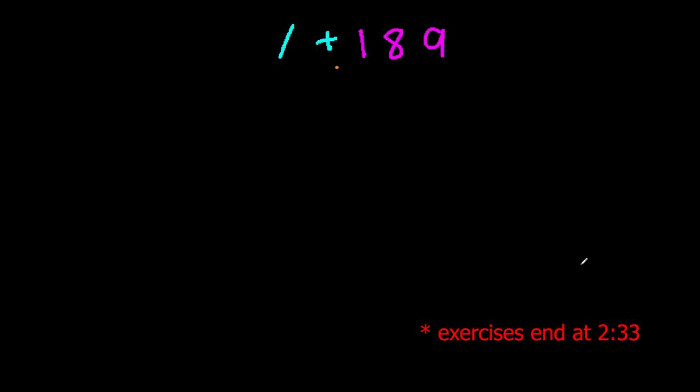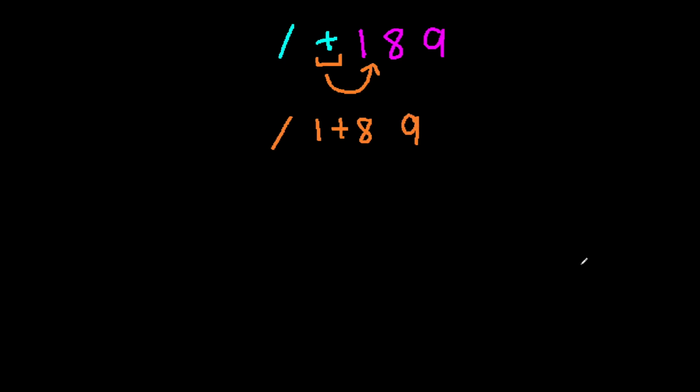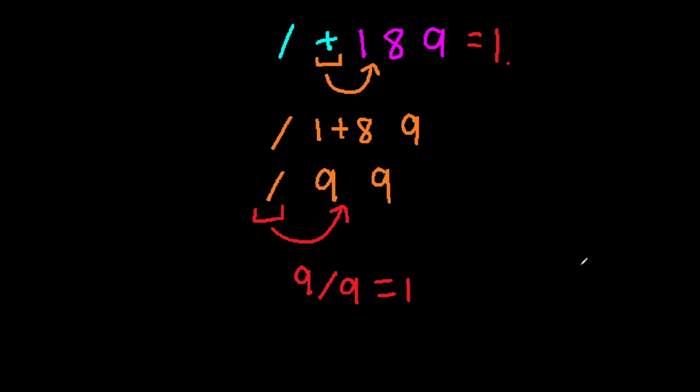To solve this, we'll first move the innermost operator in between the two operands. This gives us division, 1 plus 8, and then 9. If we evaluate this, we get division, 9, and 9. Next, we move the next innermost operator in between our newer numbers, which gives us 9 over 9, which is 1. So this equation up here evaluates to 1.